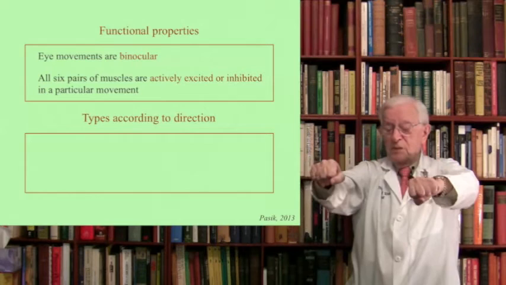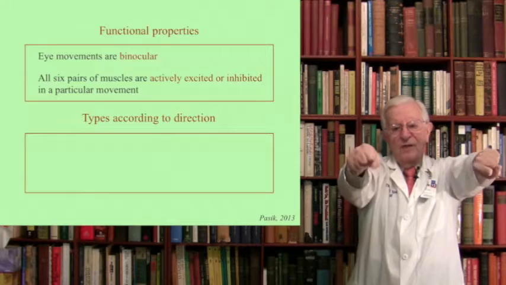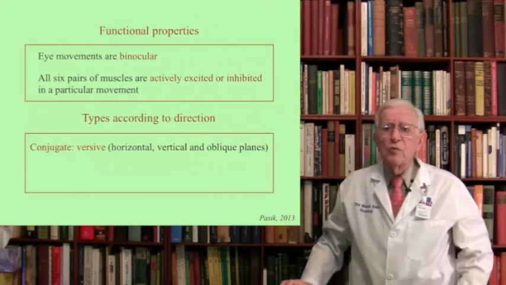And when they don't move, when the lines of sight remain constant and the eye globes move, then you have the clockwise and counterclockwise eye movements, which are, again, binocular. So this is expressed here. We went through the conjugate versive, horizontal, vertical, and oblique, and the torsion movements, clockwise and counterclockwise.